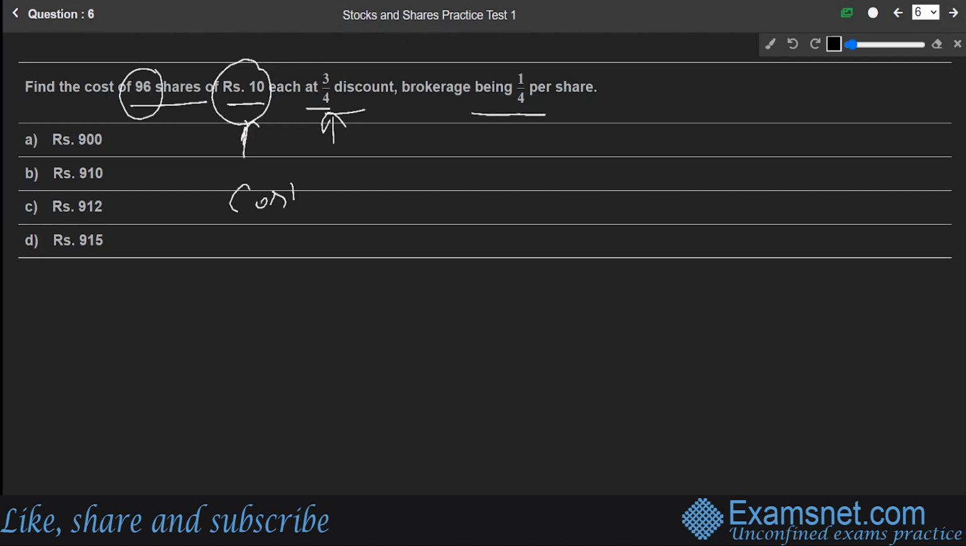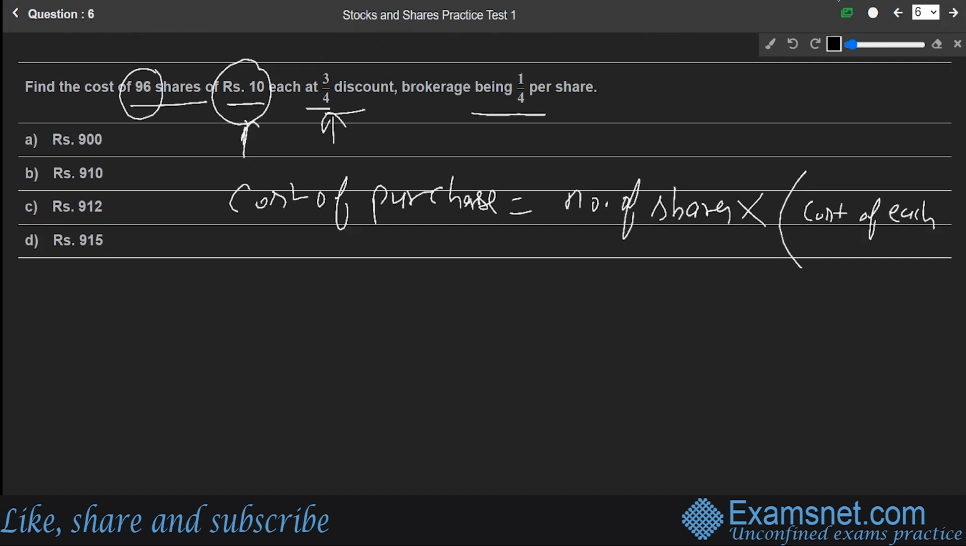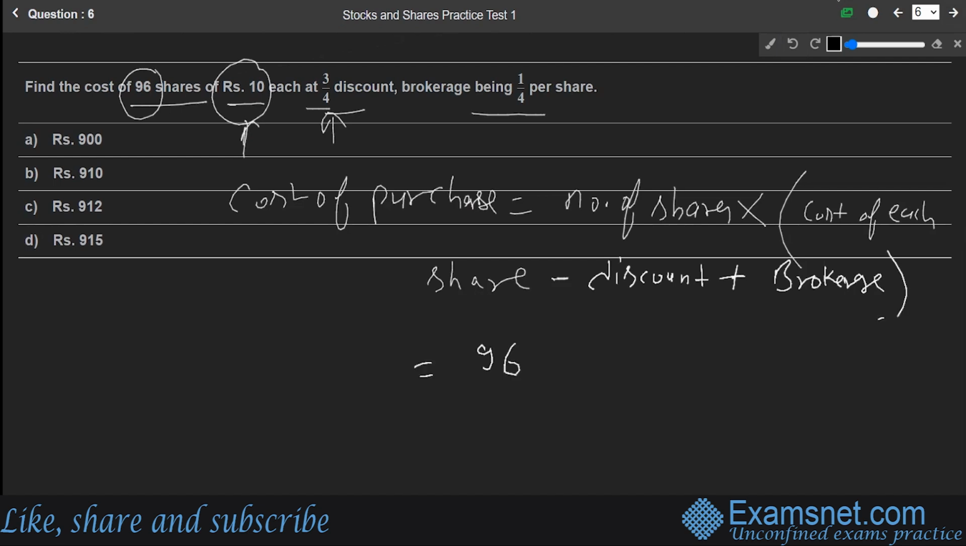So we have to find out the cost of purchase. The cost of purchase can be found as the number of shares multiplied by the value of each share, minus the discount, plus how much brokerage you have to give to the broker, plus the brokerage. So this is how we find it out. Let's put the values. Number of shares is 96, value of each share is 10, minus discount on each share is 3 by 4, plus the brokerage on each share is 1 by 4.